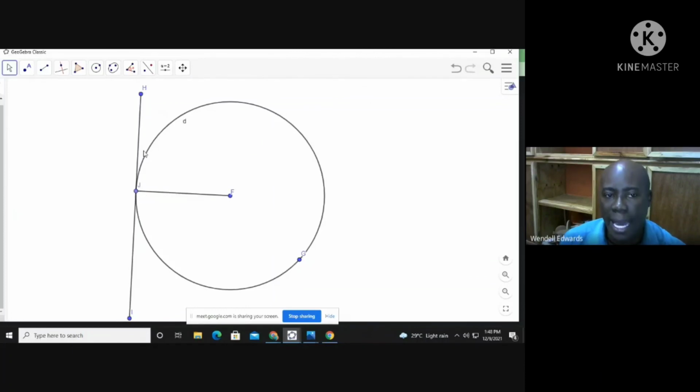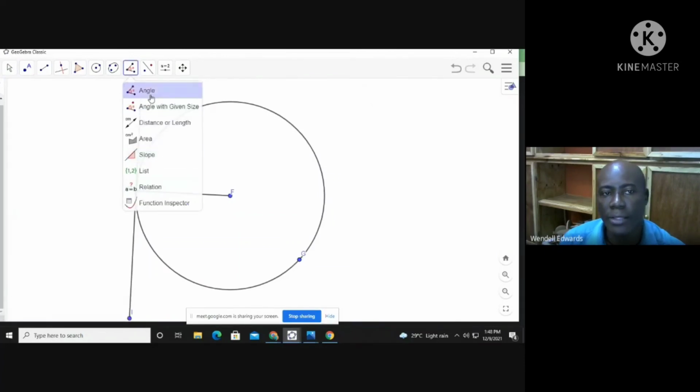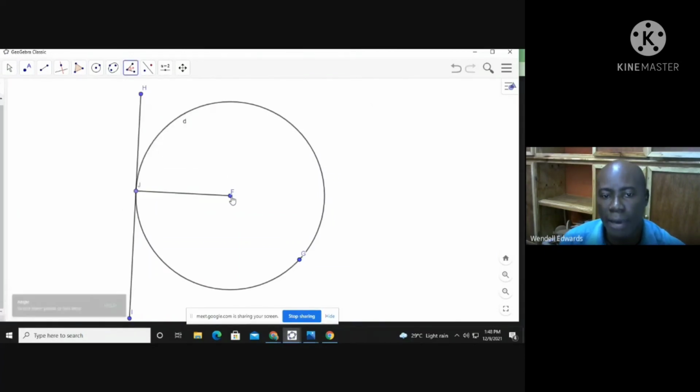So I'm going to mark this angle here, angle FJH, and I get 90 degrees here. And that's the thing that we're saying, that when a tangent meets a radius of a circle, we will get a 90-degree angle. So you could see the radius meeting the tangent at the point of contact J, and that is what we're saying.